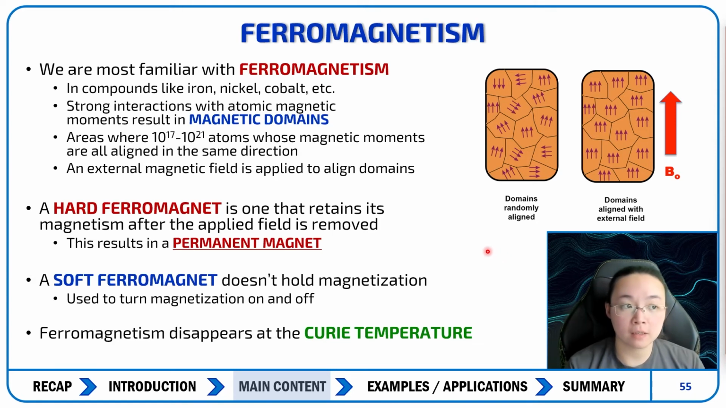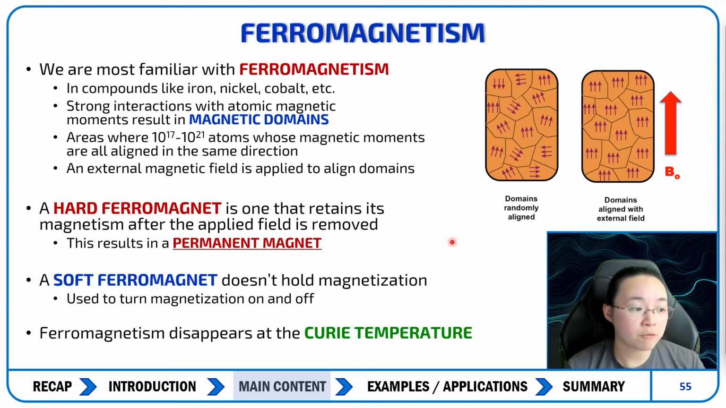So then, based on this, there are two different types of ferromagnets. There are hard and soft ferromagnets. So a hard ferromagnet is going to be one that after you apply a magnetic field, it's going to maintain its magnetism. This then results in a permanent magnet. Some examples are credit card strips, CDs, etc. Things that after you apply a magnetic field, that information or that magnetic dipole within those domains is going to remain even after you remove the magnetic field.